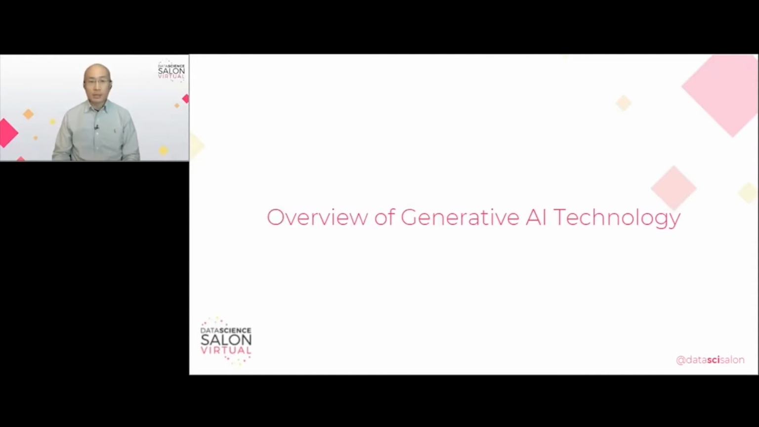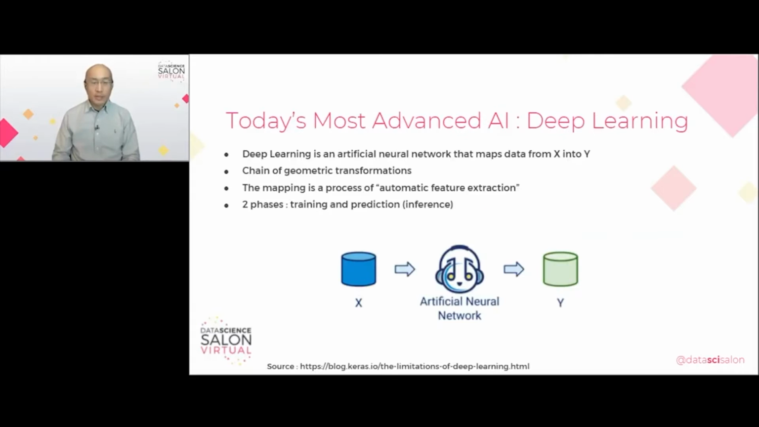Okay, so now I'll go over a brief overview of generative AI technology. Today's most advanced AI technology is deep learning. And what deep learning is, it's an artificial neural network that maps data from X into Y. So you can think of deep learning as a chain of geometric transformations or a chain of math formulas that does this X to Y mapping.